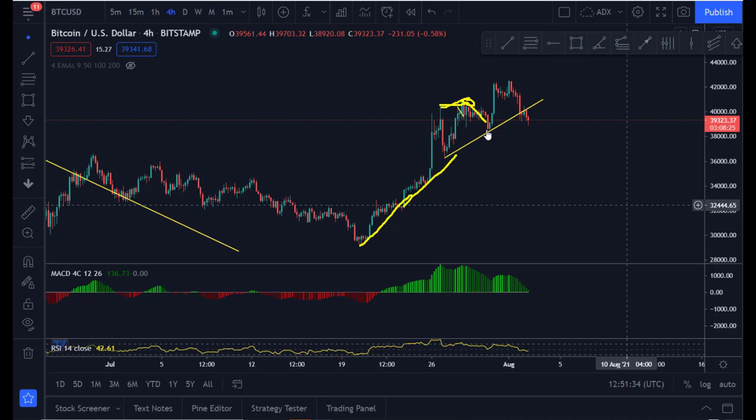Now here it's obvious in 4 hours that the market has just broken, and from this point to this point there is a clear divergence, and that is why the trend has been broken. So what do we expect from here? We expect a drop. At least half of this move will correct itself.